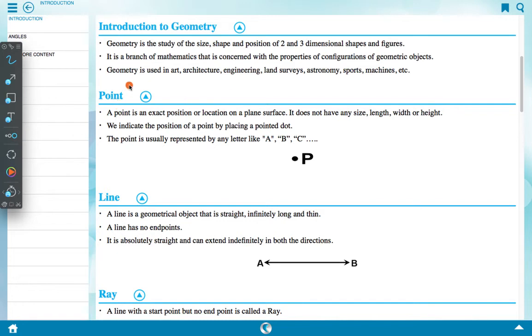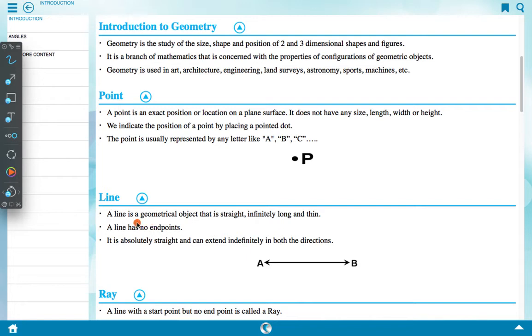Here, first we'll discuss point. A point is an exact position or location on a plane surface. It does not have any size, length, width, or height. We indicate the position of a point by placing a pointed dot. The point is usually represented by a letter A, B, C. Here, the dot is represented by P.